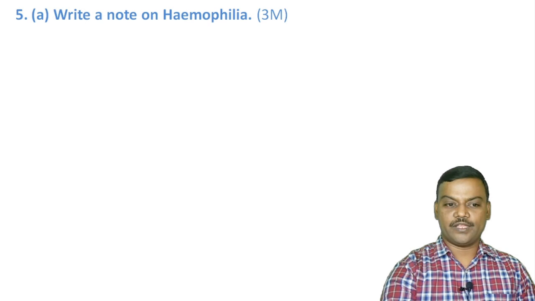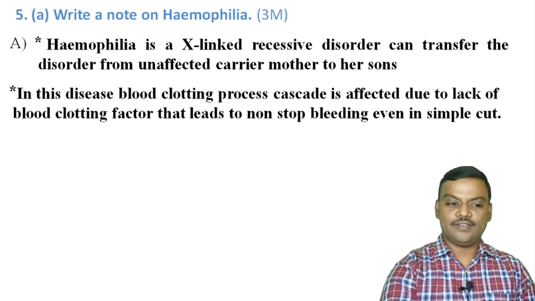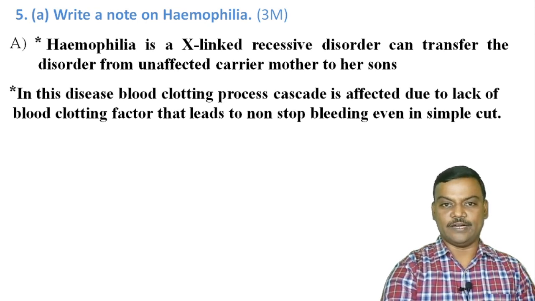Next, question number 5. It is also a split question. Question A is, write a note on hemophilia. It is for 3 marks. The valid points for this question: hemophilia is an X-linked recessive disorder. It can transfer the disorder from an unaffected carrier mother to her son only. In this disease, the blood clotting process, called the cascade, is affected due to lack of blood clotting factors, which leads to non-stop bleeding even in a simple cut. That is the character of hemophilia.